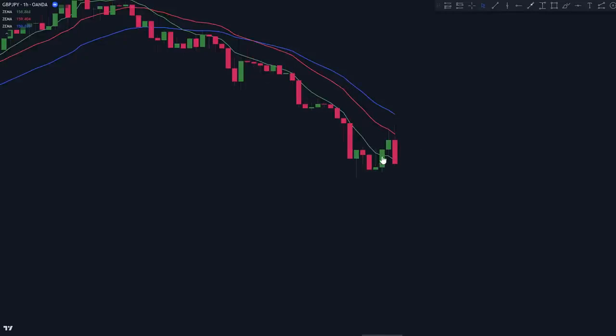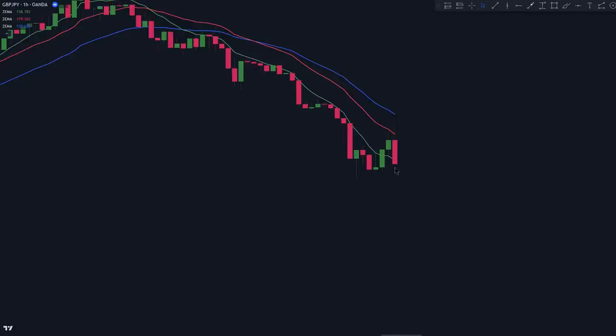Next, we want to wait for the price to pull back and touch this red line without touching this blue line. For the pullback to be valid, there should be at least one candle that opens and closes above this green line. After the pullback, we want a candle to close below the green line, and then we're going to enter a short trade on the open of the very next candle.